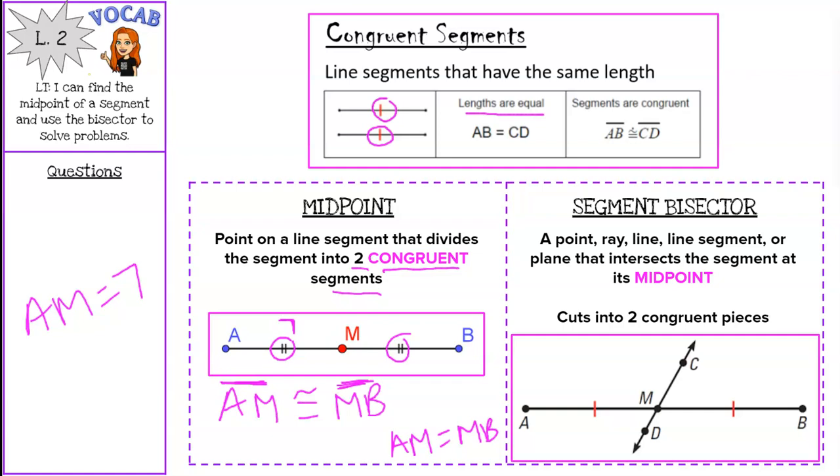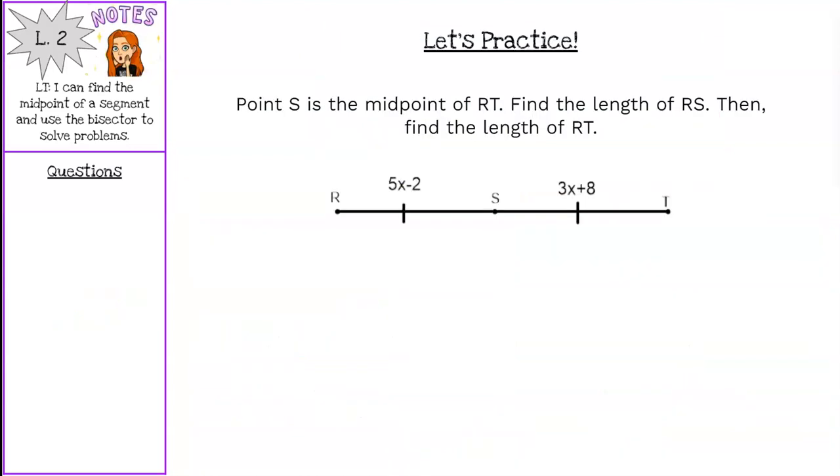A segment bisector is a point, ray, line segment, or plane that intersects the segment at its midpoint. So it still cuts it into two congruent pieces, and it's something that goes through the midpoint. So let's practice. Point S is the midpoint of RT. So we know that this is the middle. Find the length of RS, then find the length of RT.